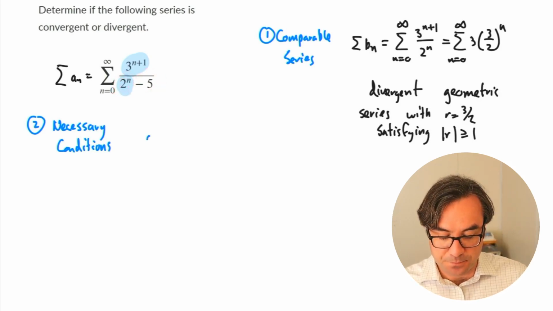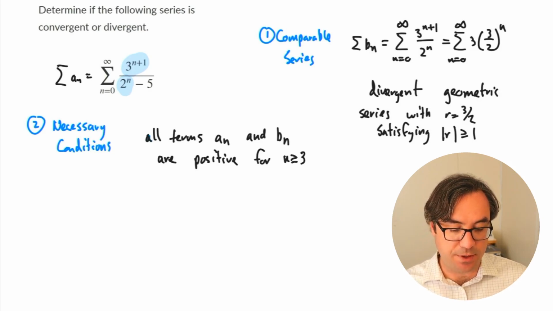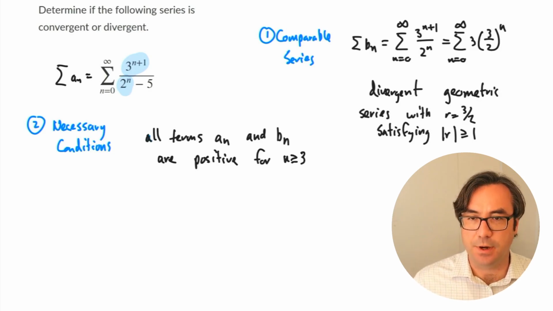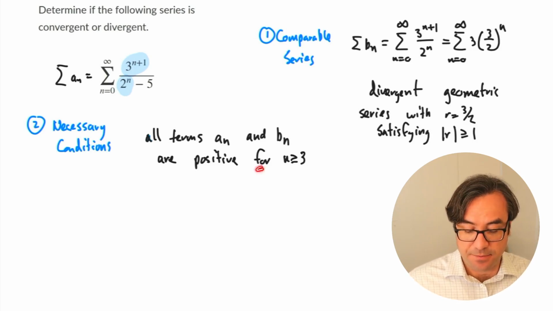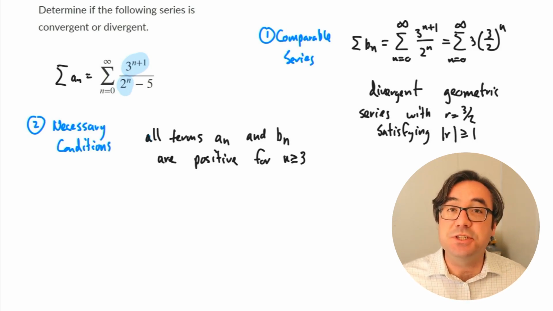So all terms, an and bn, are positive for n greater than or equal to 3. Okay, and that's perfectly fine. It's okay that the first few terms, there were some negatives there. Again, the test still works.